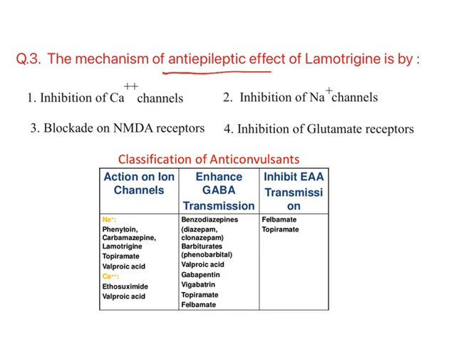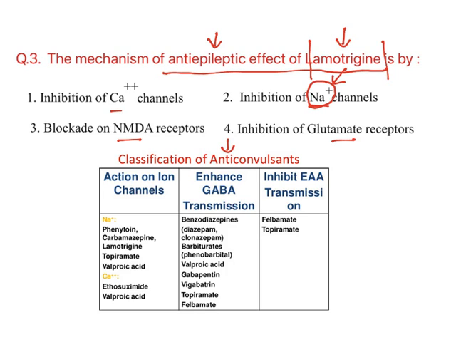What is the mechanism of action of the drug Lamotrigine? See, Lamotrigine is an anti-epileptic drug. The question itself says it is an anti-epileptic drug. You need to find out what is the mechanism of action. Inhibition of calcium channel, inhibition of sodium channel, blockade of NMDA, inhibition of glutamate. Now, Lamotrigine inhibits sodium channel.